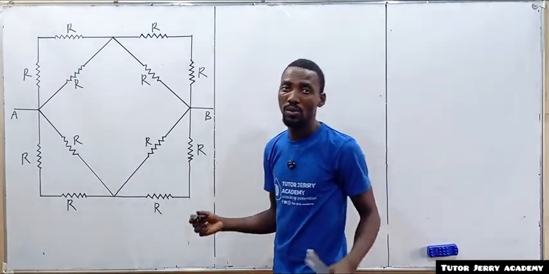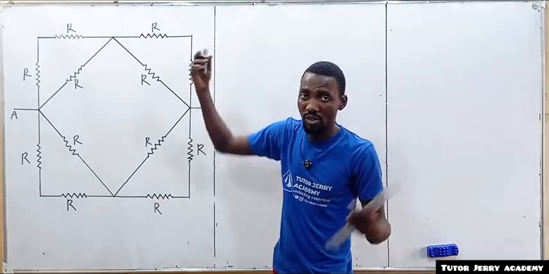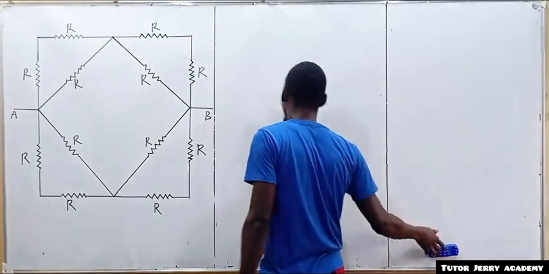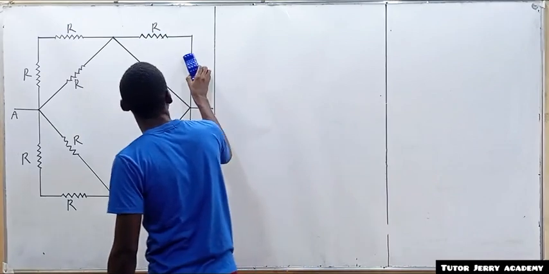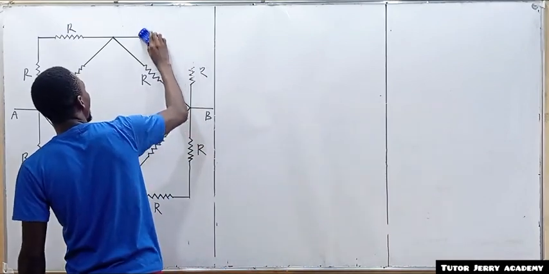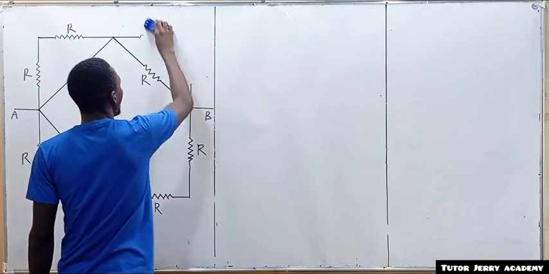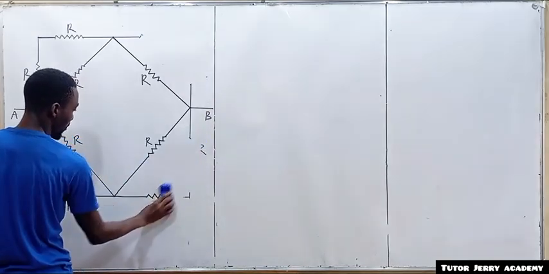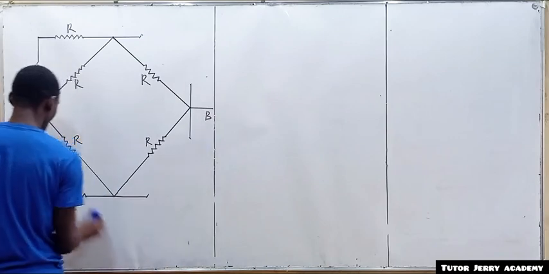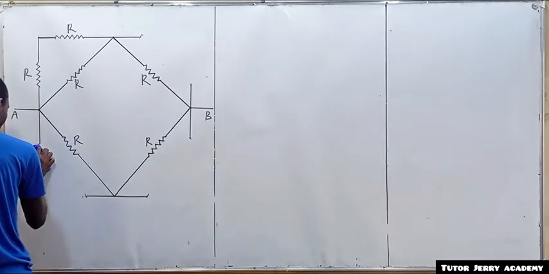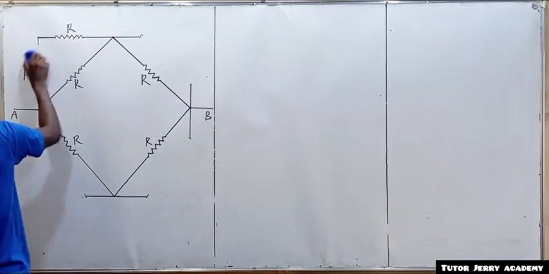So we don't need to do much. R plus R is 2R, right? So we can therefore connect this branch directly. So we can therefore connect these two directly. Connect these two directly. Connect these two directly.